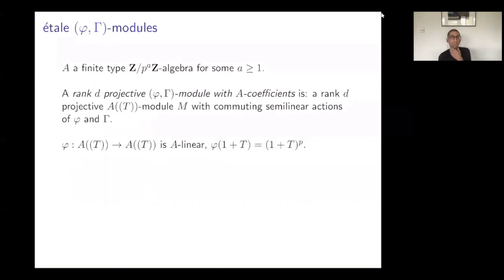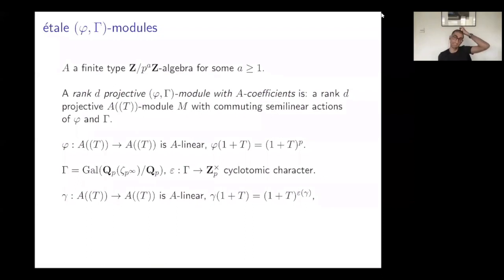And the way that those have to act is they have to be semilinear with respect to the actions of phi and gamma on this coefficient Laurent series ring. Phi, as usual, acts by phi of 1+t is (1+t)^p. And gamma is acting via the cyclotomic character. It raises 1+t to the power of the appropriate cyclotomic character. So that's what a phi gamma module is.